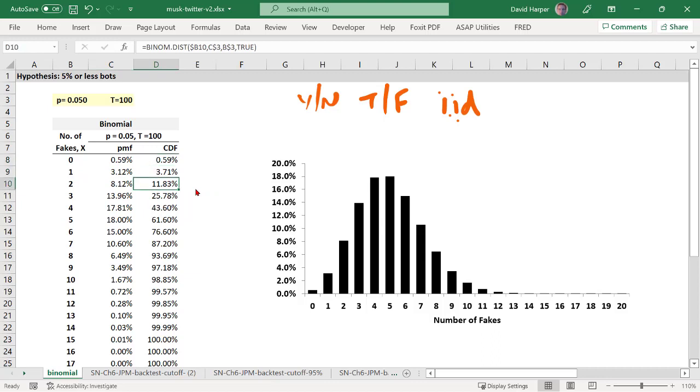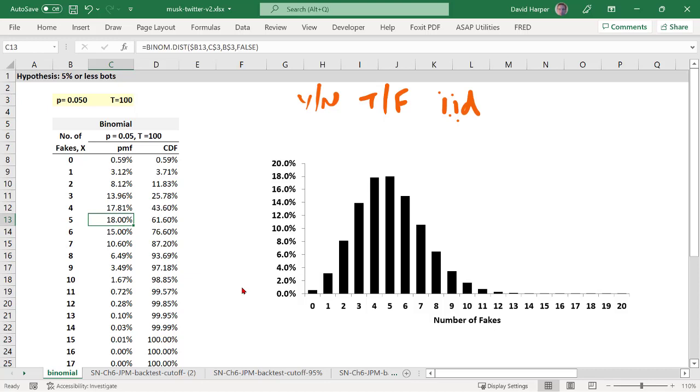But you can see cumulatively, when I get down here to 3, the probability of exactly 3 fakes among a sample of 100 is almost 14%, and then cumulatively it's 25.78%, which is the sum of all of these. So when he goes out to sample 100, the mean of this distribution is here at 5.